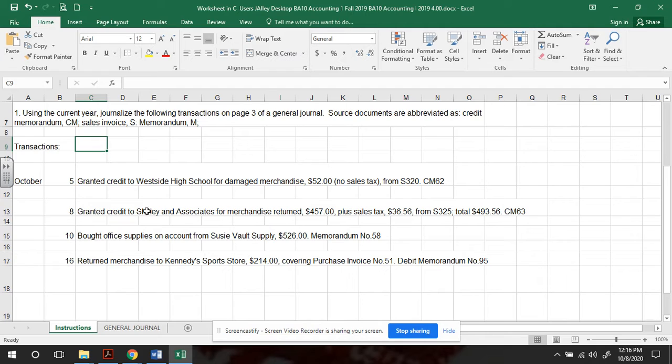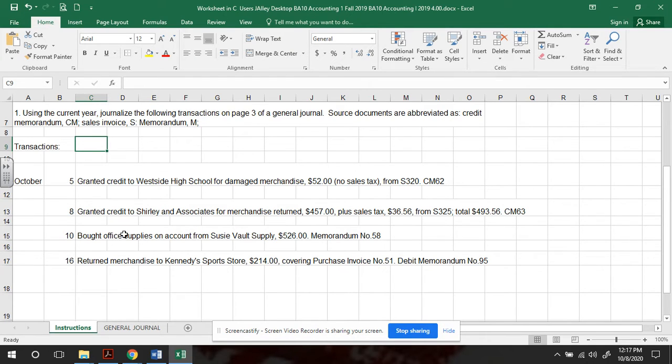The second transaction on the 8th is the same type of return. It doesn't tell us why they returned it, but they returned merchandise. And the merchandise itself cost $457. But in this case, this company, Shirley and Associates, they did have to pay tax. So we're returning that tax to them as well. We're returning how much they paid for the merchandise and how much they paid for the tax. And in this case, the total was $493.56. And we're going to put that back to their account so that it reduces how much they owe us, by $493.56.